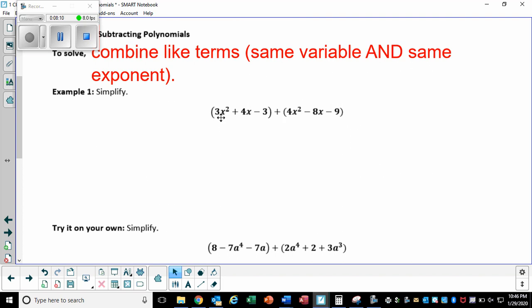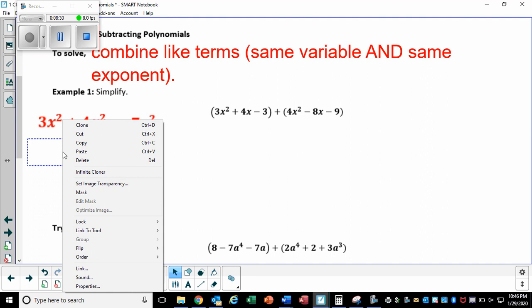So, I've got a 3x squared and a 4x squared. I'm going to add those off to the side because those are like terms, and that gives me 7x squared. I have a 4x and a negative 8x. So I add those off to the side.